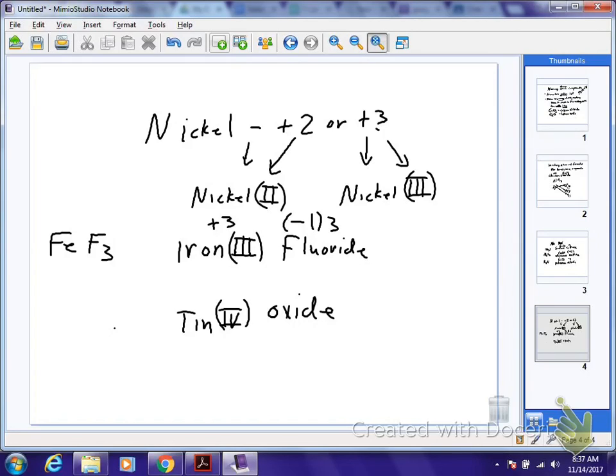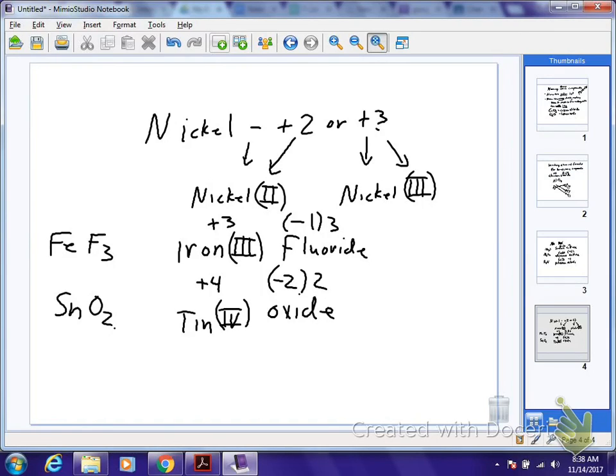Any questions with that? Next one, this is Roman numeral 4. This is a minus 2. So I need 2 of these for every 1 tin. So that would be SnO2. Correct? Any questions you have with that?